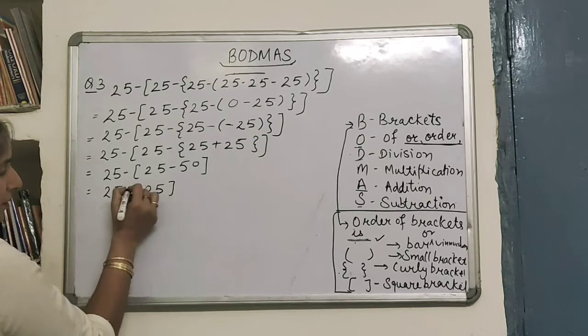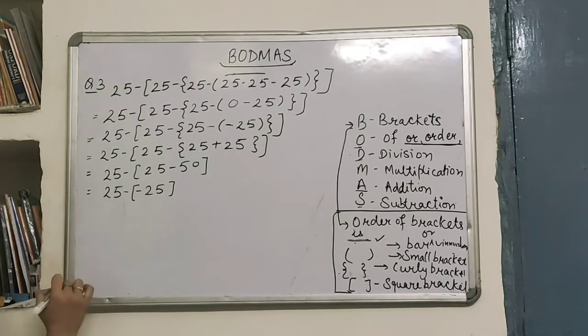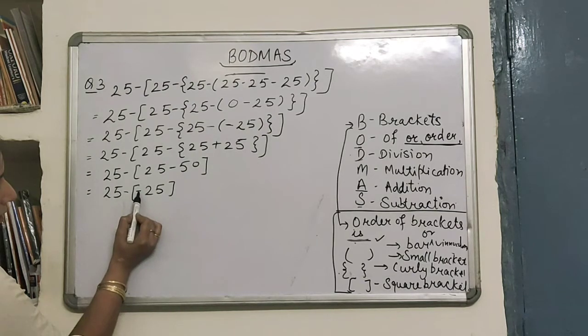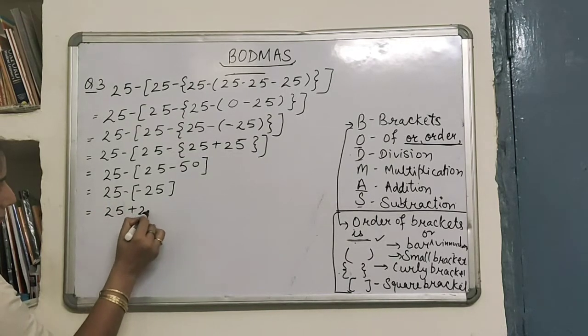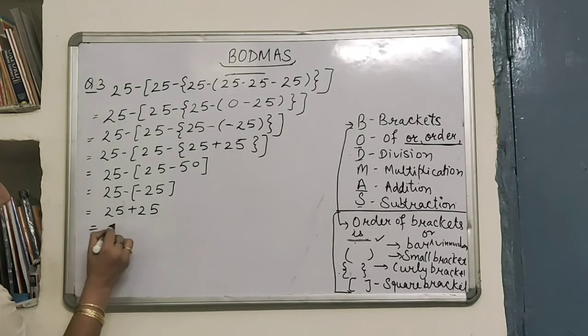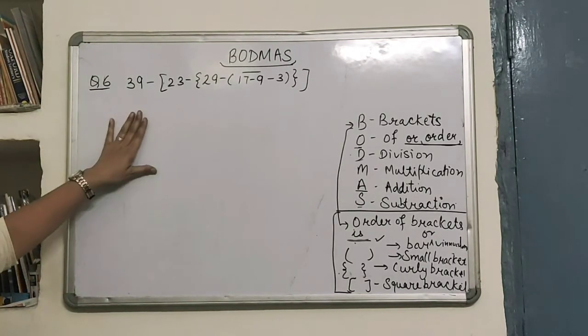So I am keeping the square bracket as it is and this subtraction sign. So subtraction, this is also minus sign. Negative times negative is always positive. So 25 plus 25 we get here. And finally what will be the answer? 50.